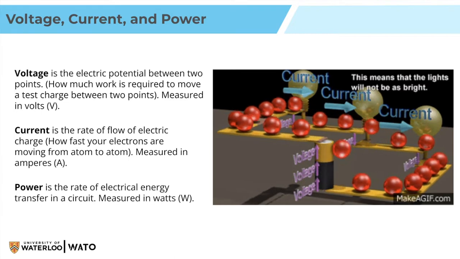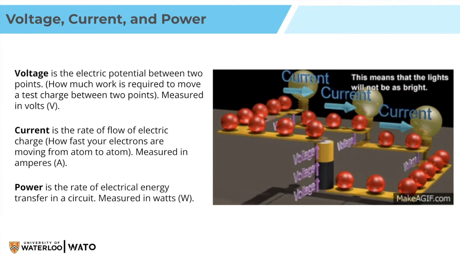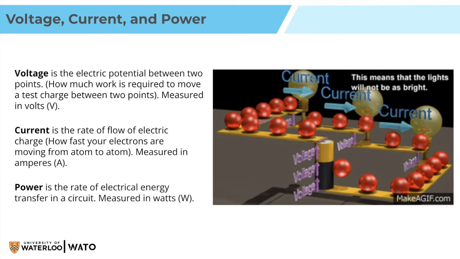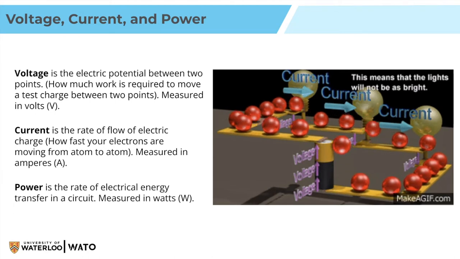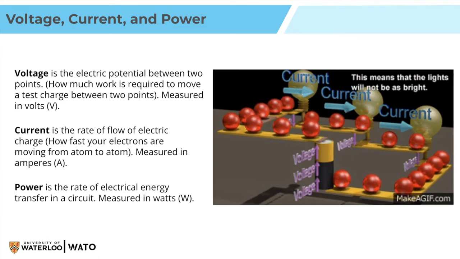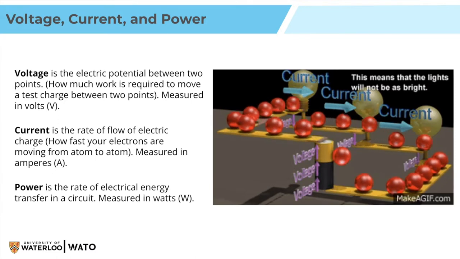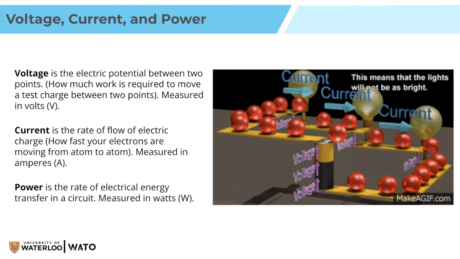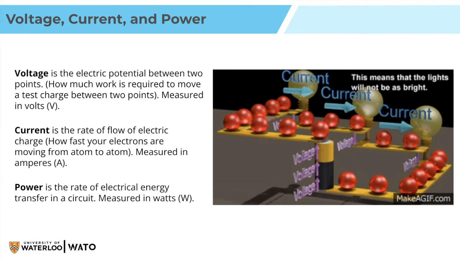And there's actually a relationship between all three of these elements, power, current, and voltage. And the relationship is that power is equal to the voltage multiplied by the current. And why is this? Well, if you think about it, how much energy is actually going to be consumed is going to depend on how fast that electron is going to be moving, because you will need more energy to naturally move faster. And also, it's going to require how much effort is actually going to be used to transfer that electron. That's why power is the product of voltage and current.